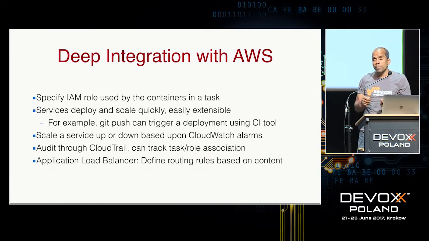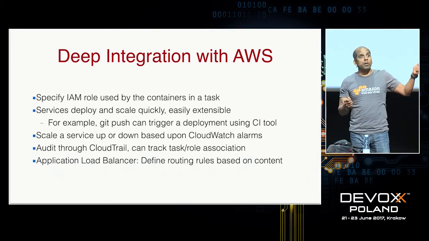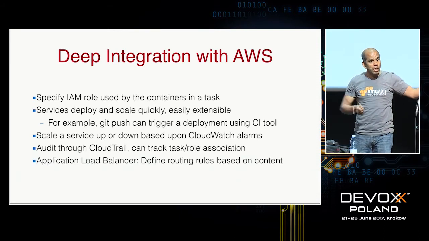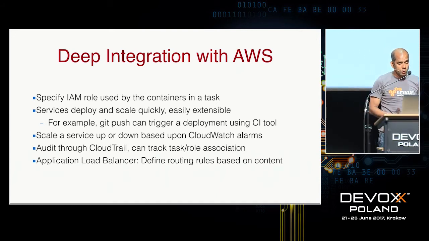The service can deploy and scale very easily and very quickly, and it has all that integration built in. So for example, AWS has CodePipeline and CodeBuild tools, so you can trigger from there that anytime there is a change over there, go ahead and scale my service or deploy my service over here.